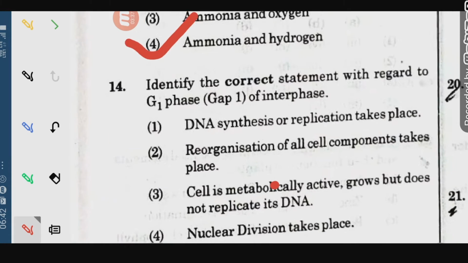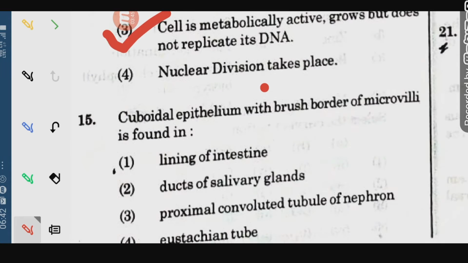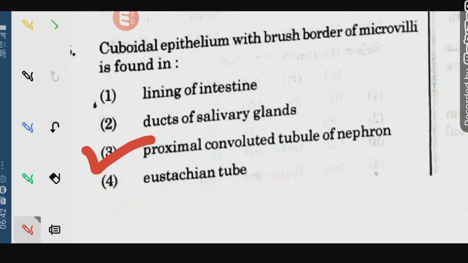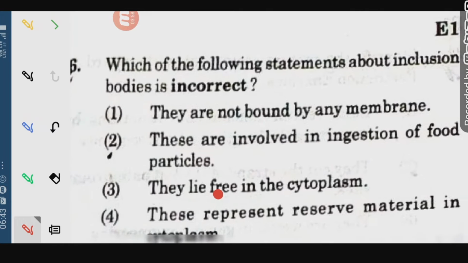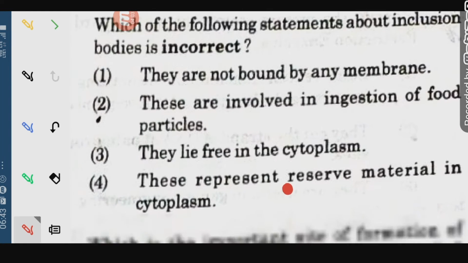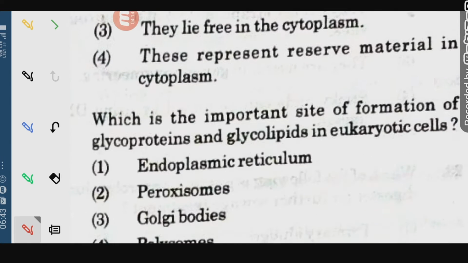Then identify the correct statement with regard to G1 phase. Okay, this one would be the correct answer. Then cuboidal epithelium, with brush border of microvilli, is found in the proximal convoluted tubule of nephron. Then let's move on to the next question. Which one is incorrect? Well, this one is incorrect because inclusion bodies are never involved in ingestion of food particles. So this one is incorrect.